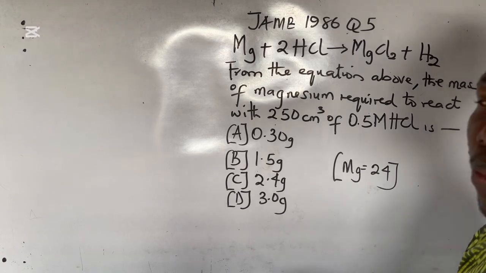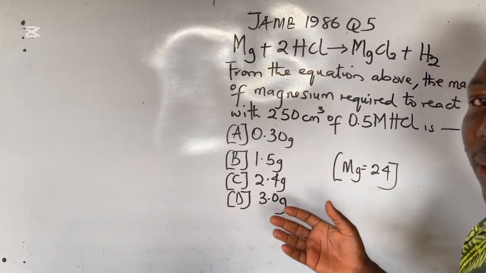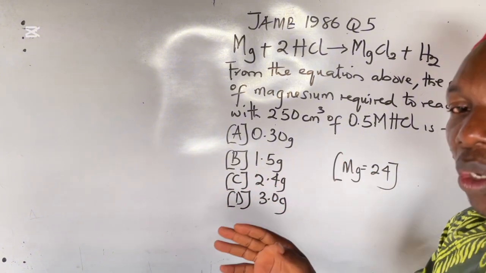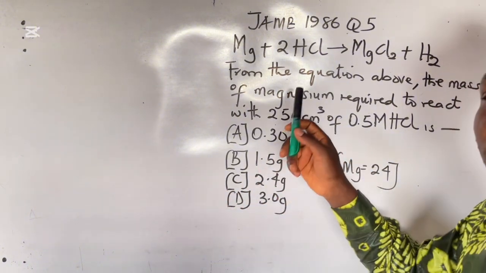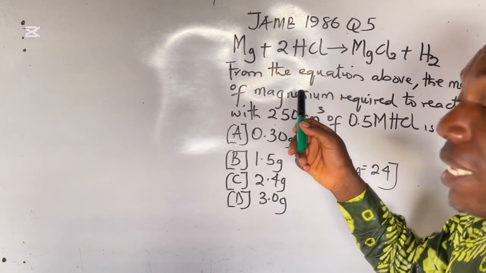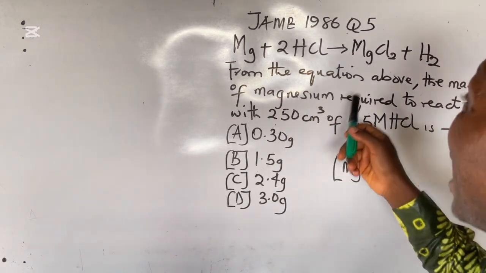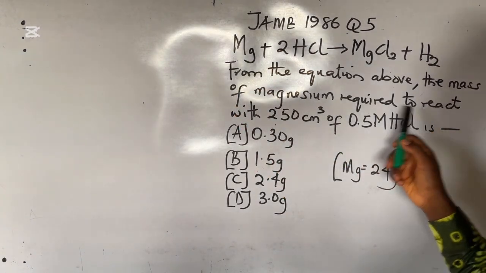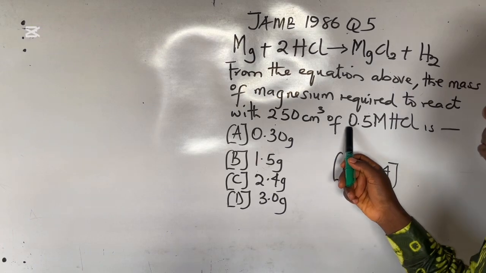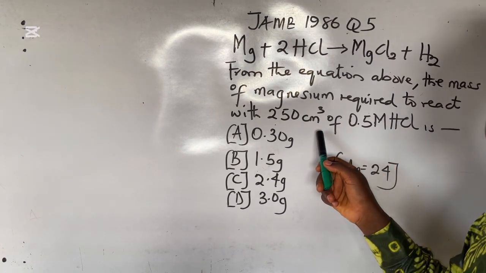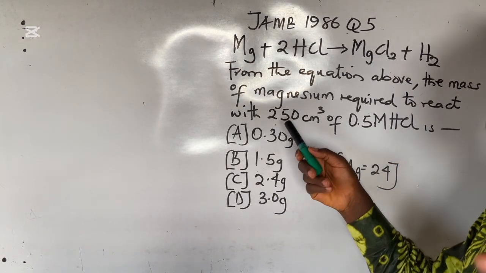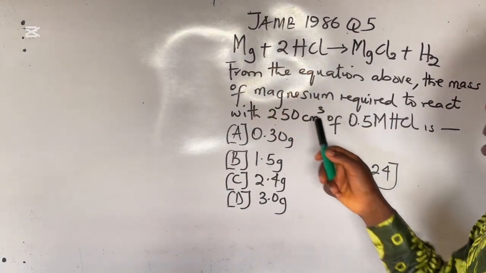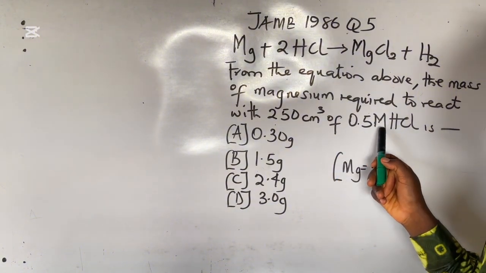I said in my video that in a question on stoichiometry, you need to look for what the examiner is asking you to get and the information supplied in the question. The examiner asked us to get the mass of magnesium, so keep that. It reacts with 250 cm³ of 0.5 molarity, the concentration and the volume, so that will give us the number of moles. So we need mass, which comes from magnesium, and number of moles, which comes from hydrochloric acid.